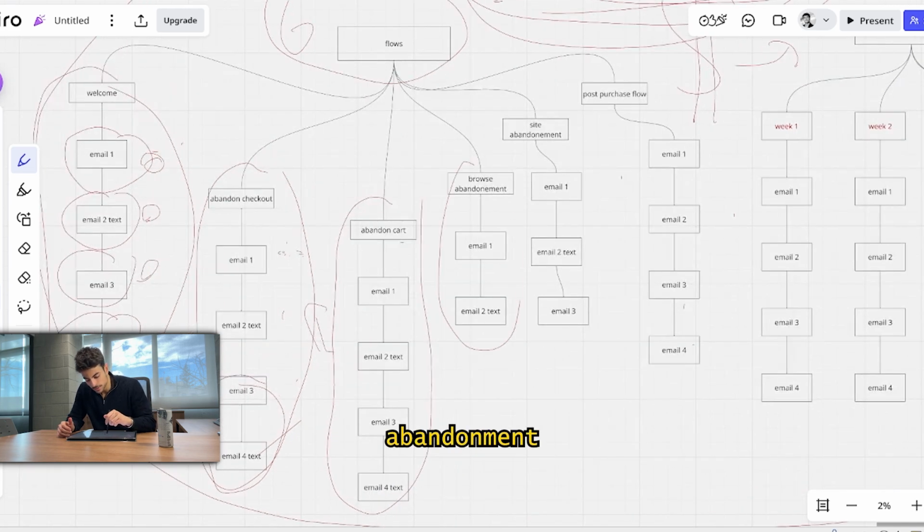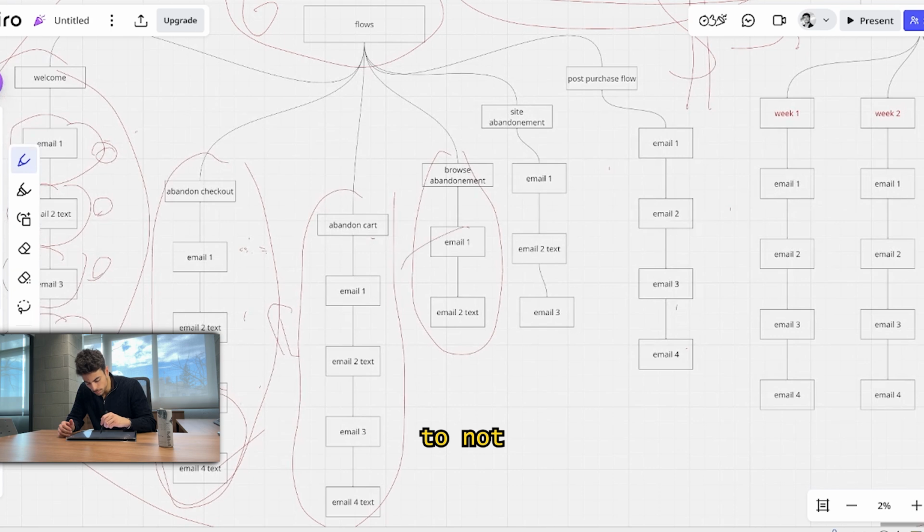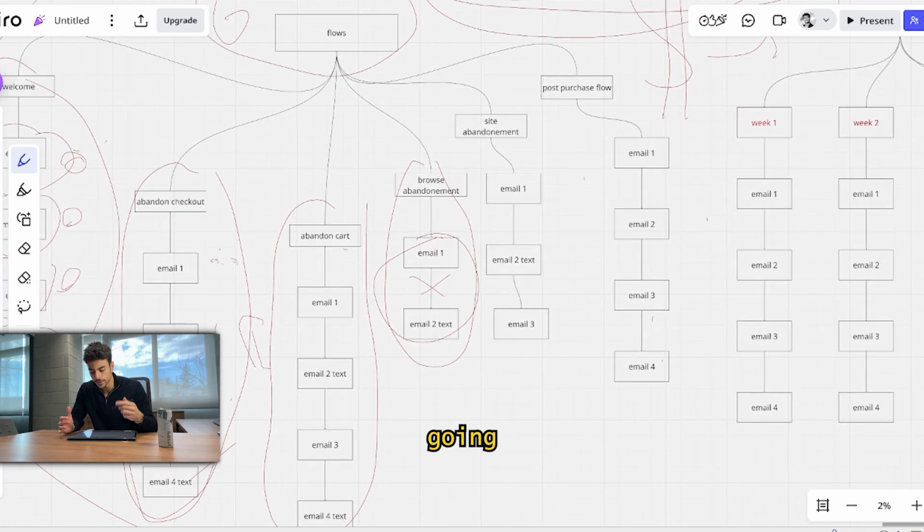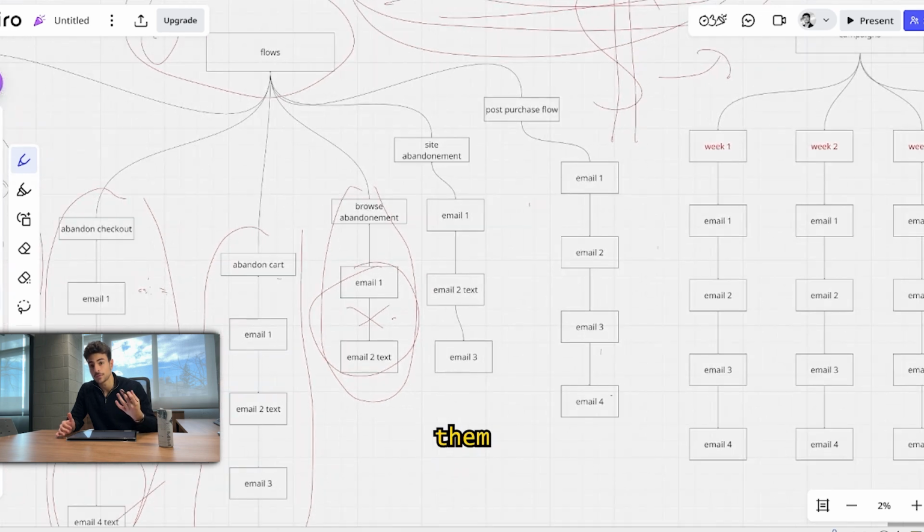The browse abandonment, you're not going to bombard them with emails, but you're still going to build that trust, that brand identity with them. You're going to be sharing testimonials and making them trust you. Same thing with the site abandonment. You're just going to have one extra email.